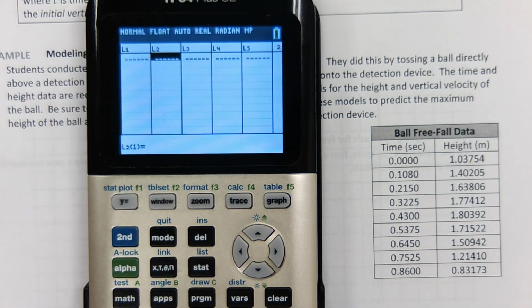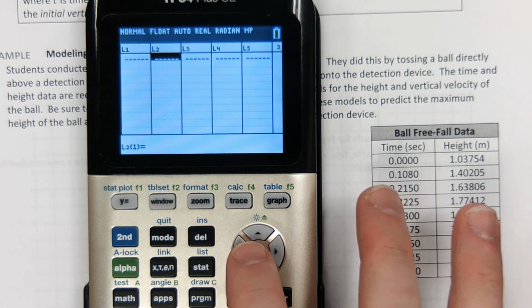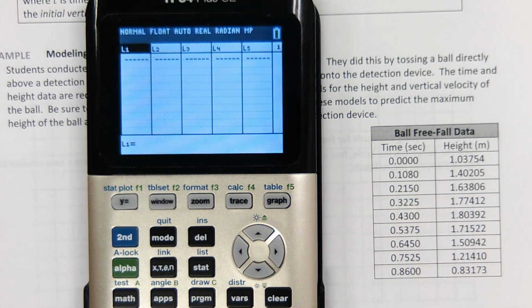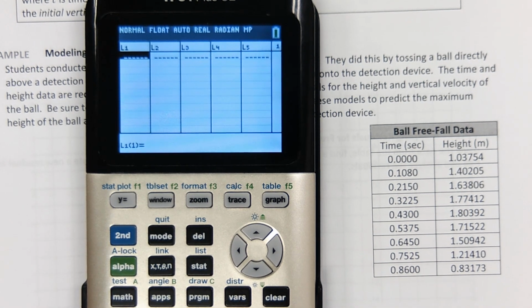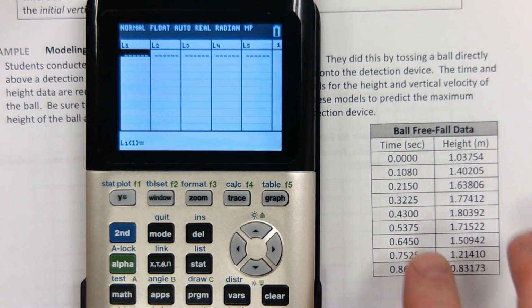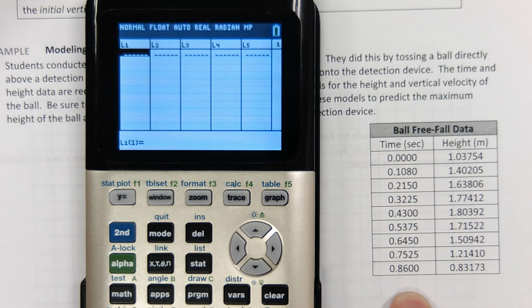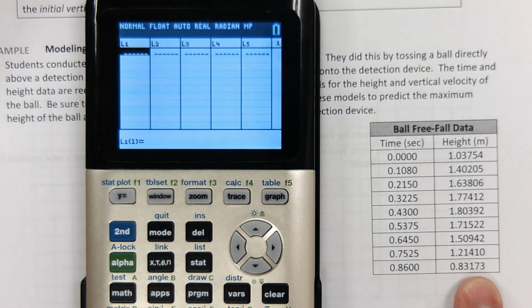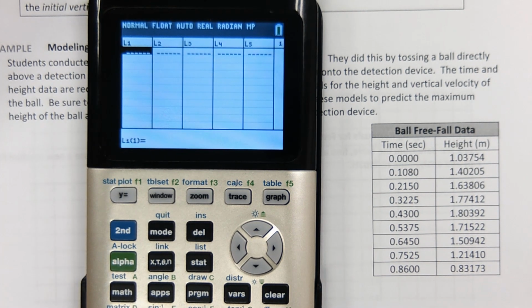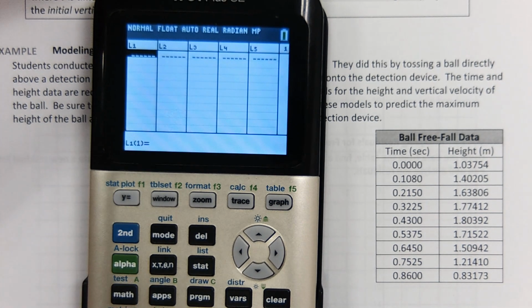Stat Edit. You'll notice my lists are blank. If your lists are not blank, I'm just reminding you, go up to the L1, hit clear, and then enter, and it will clear the list for you. Same thing for L2, and if you have anything in L3, same thing for L3. Take your time. Input these values. Your times are your L1s. Be very careful. Put them in accurately. And the heights are your L2. Be very careful. Put them in accurately. Because if a single digit is wrong, your answer won't match mine.